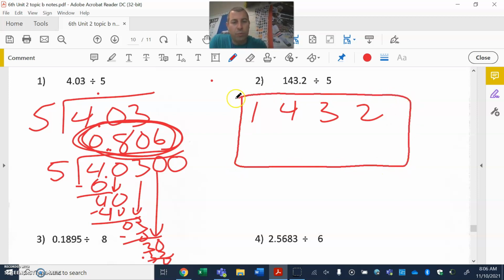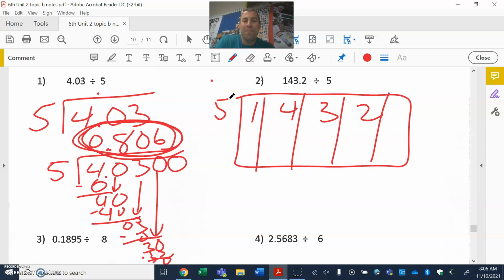Make it so we've got room that's underneath. There we go. All right. My decimal was between the 3 and the 2, so we're just going to push it straight up. Again, same technique. How many groups of 5 can I pull out of 1? None. So I got a 0. So we multiply, we subtract, and then remember we bring that number up.